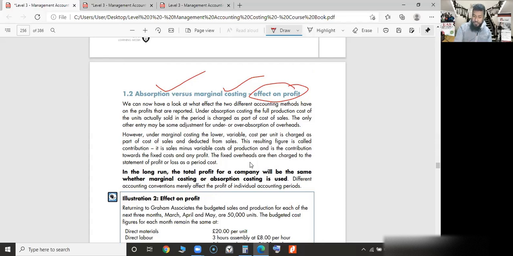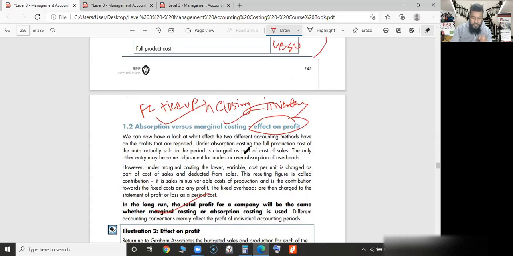In the long run, they're saying here, it's going to give you the same result, but short term, over the months, if you follow absorption and marginal costing, your profit statement will be different. Your profit will be different. This is because of closing inventories. Closing inventory. Why? Because fixed cost is tied up in closing inventory. I will show you and prove it.